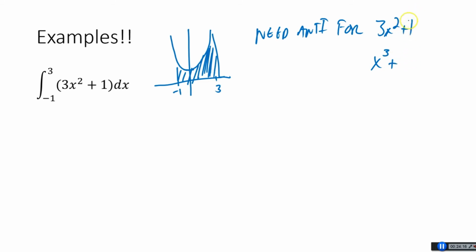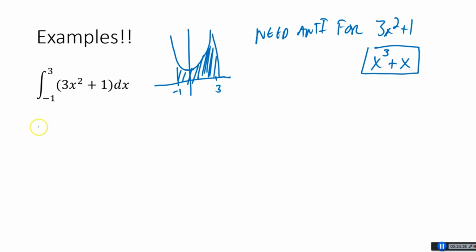Well, this is a constant, so I'm going to need a linear function, and it's just x. So this takes some practice, takes a little bit of time. But this is an antiderivative for 3x squared plus 1. It is the simplest one I can think of. We could add a constant. I'll show you that it works in a second. But all you have to do is find an antiderivative, and x cubed plus x will work.